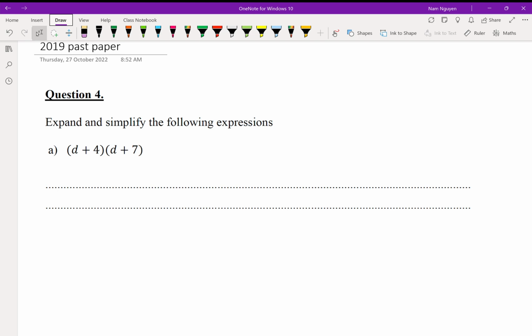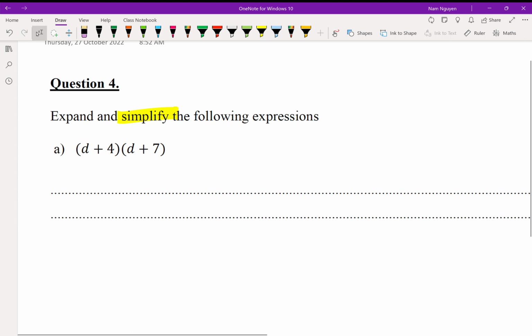Alright, so expand and simplify. First thing you need to understand is when a question says simplify and you can't, it doesn't mean that it's a trick question. If there's no like terms to add together, if there's no fraction that you can simplify, and you're like, this is as simple as it can be, why does the question say simplify? It's not a trick. If it's already simplified, then you're done.